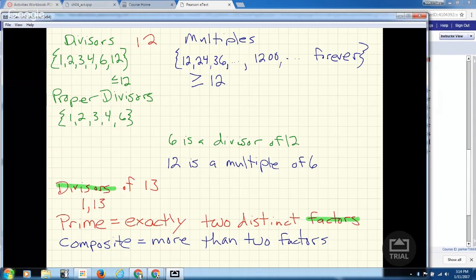Can a number have less than 2 factors? Turns out it can. That would be the number 1. Right? 1 is equal to 1 times 1. Those aren't distinct, they're the same factor.